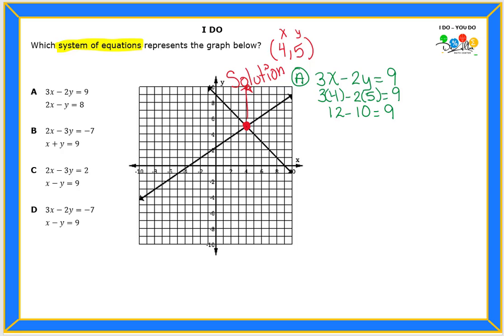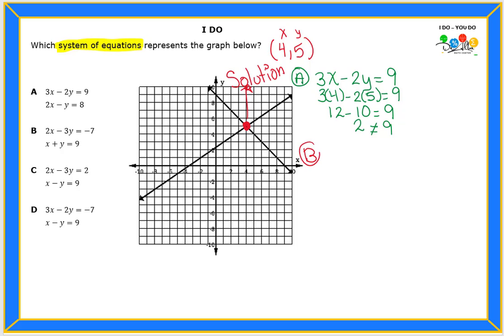I know what you're thinking, Miss, why do you put an equal sign? The equal sign is part of my equation, okay? Not until the end do I say whether it is true or not. So now I'm going to say 12 minus 10 is 2. And now here's where I ask you the question. Is 2 equal to 9? And the answer is no, they're not equal. Therefore, my answer choice A cannot be my graph, okay? Because I'm looking for an equation that actually has the point (4, 5). So A cannot be an answer.